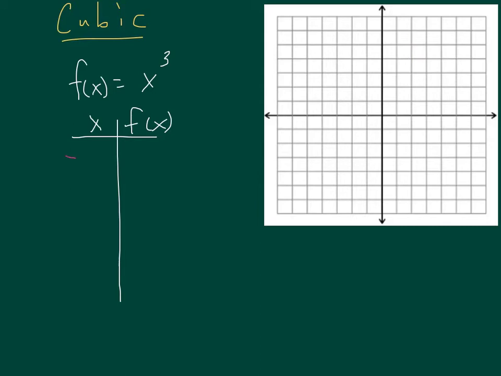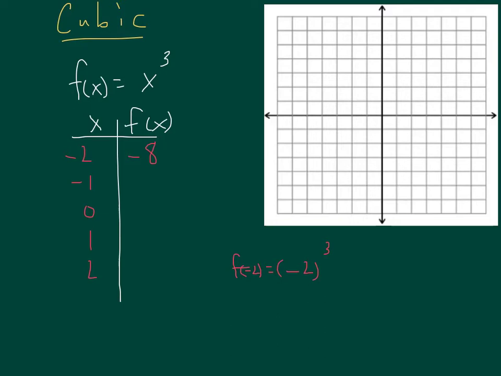So I'm going to go with negative 2, negative 1, 0, 1, and 2. And I start evaluating for those given values. So when I take negative 2 and raise that to the third power, I'm going to get negative 8, because a negative number raised to an odd power will always be negative.